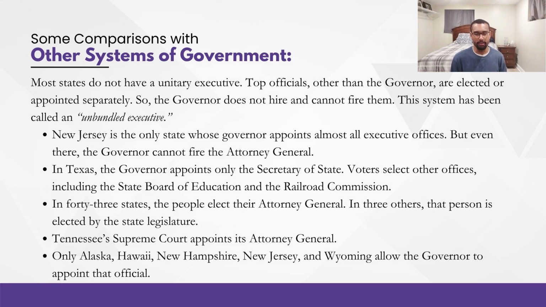In 43 states, the people elect their attorney general. In 3 others, that person is elected by the state legislature. Tennessee's Supreme Court appoints its Attorney General. Only Alaska, Hawaii, New Hampshire, New Jersey, and Wyoming allow the governor to appoint that official.